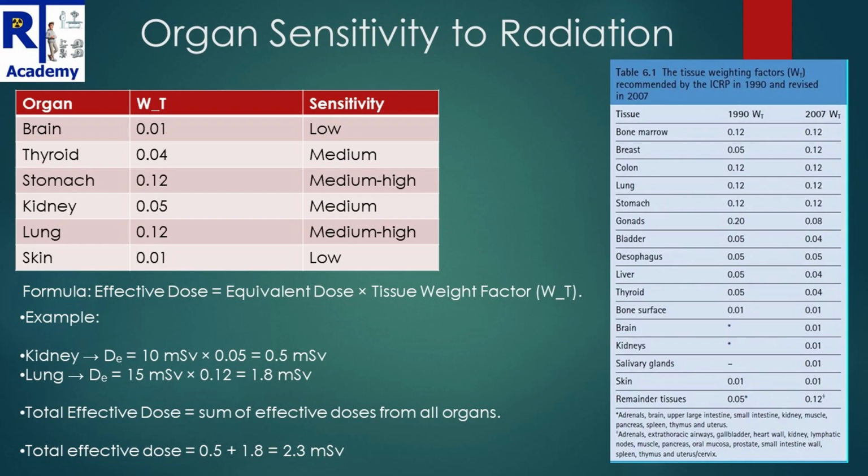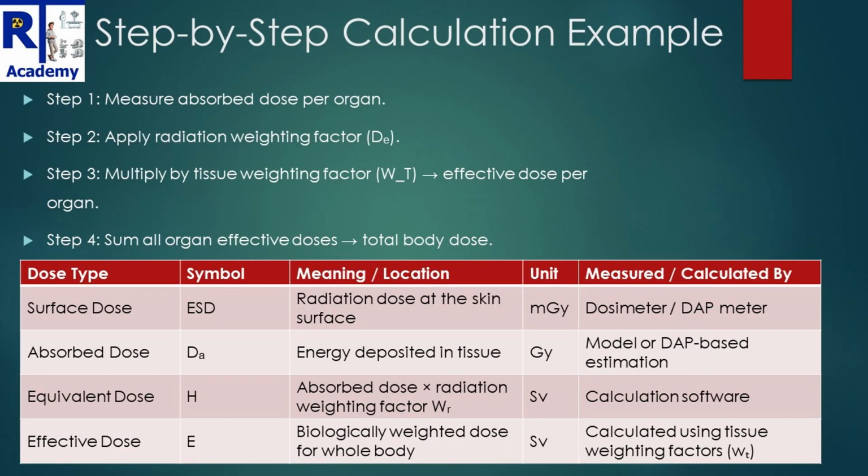With lung, equivalent dose is about 15 millisievert. As a result, effective dose equals 15 times 0.2 equals 1.8 millisievert. So that means the effective dose of each organ is as follows: kidney 0.5 millisievert and lung 1.8 millisievert. The total effective dose of the whole body is the sum of both of them. So here, total effective dose equals kidney effective dose plus lung effective dose equals 23 millisievert. This shows the overall radiation exposure effect on the whole body.